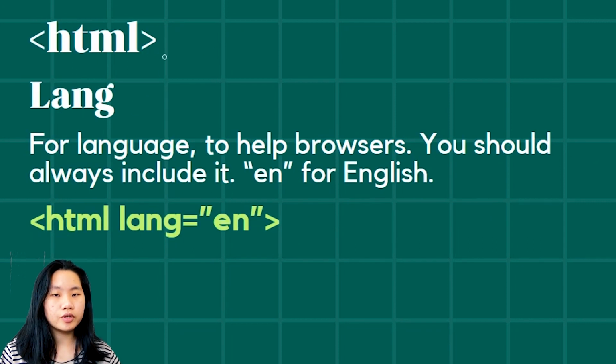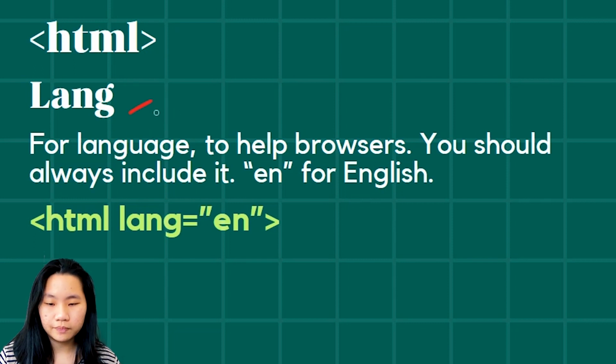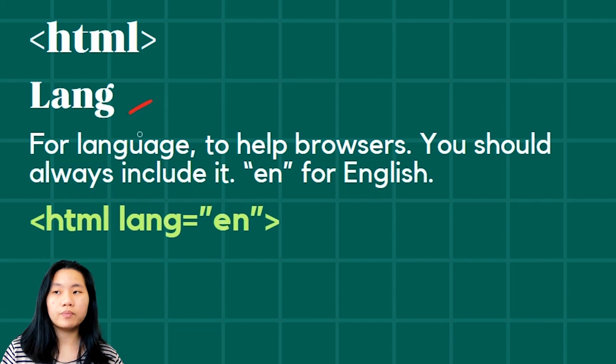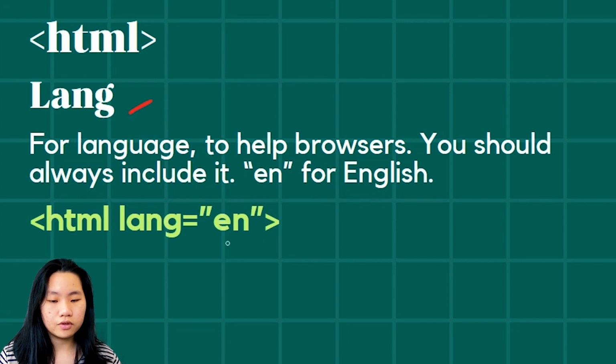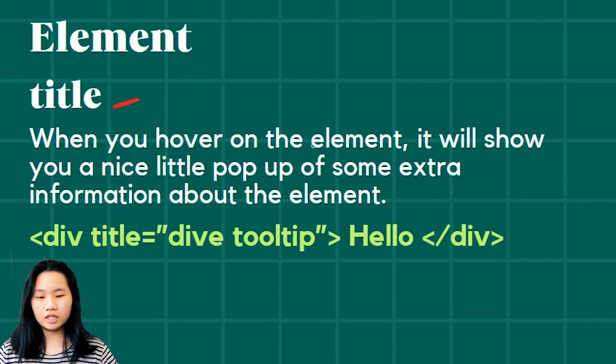Next, the lang attribute for the HTML tag. So lang is shorthand for language. It's very easy to understand. And this is to help browsers navigate the language that you're using for your website, right? And if you're using English, you can just go with en.